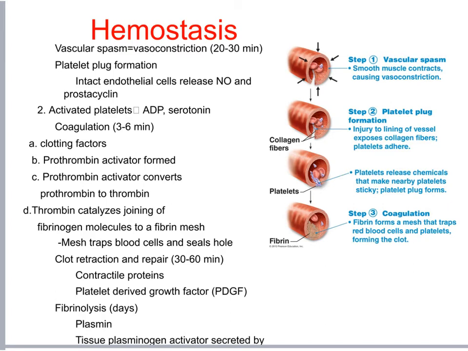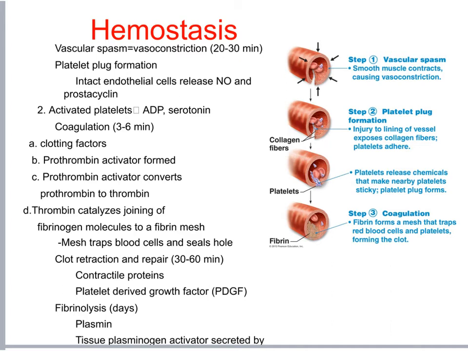If somebody cuts your carotid artery, there's not any sort of constriction in this little vascular spasm that's probably going to save your life. But in a small, strongly constricted artery, this can significantly reduce blood loss for that first 20 to 30 minutes. And step 2 is the platelet plug formation.